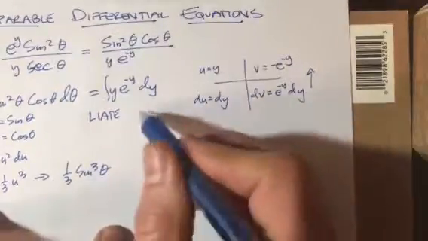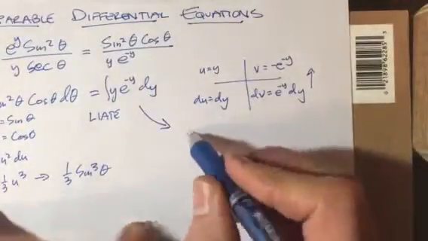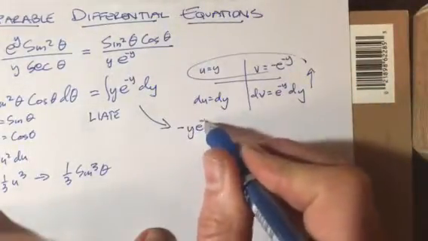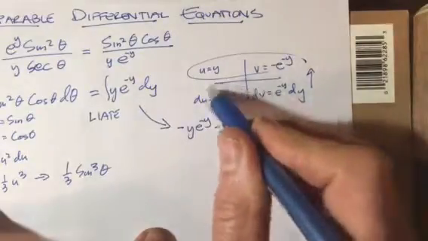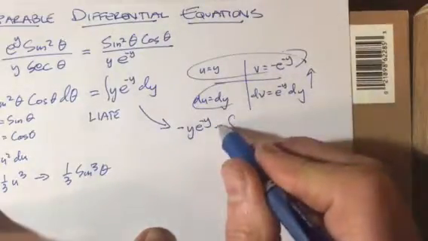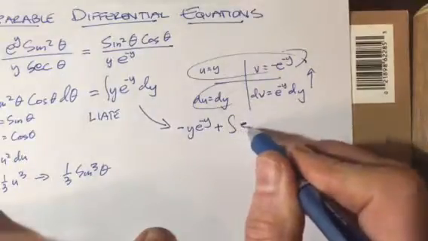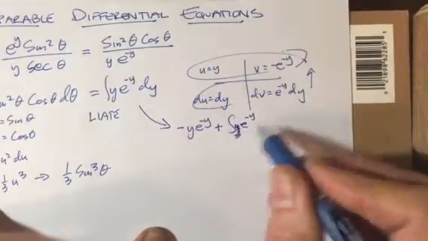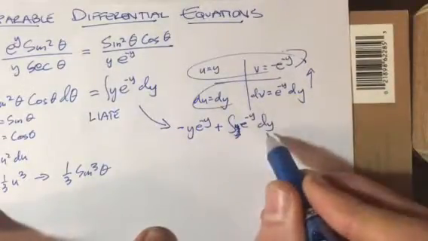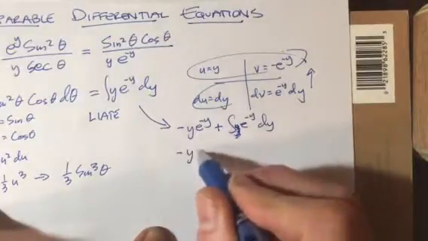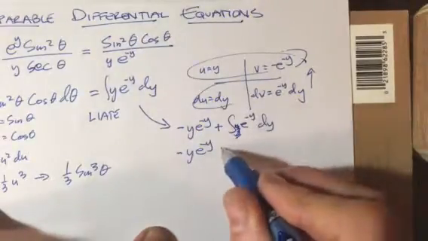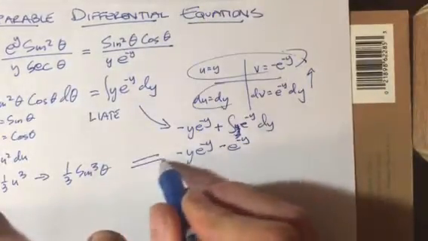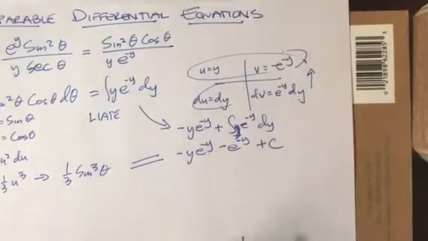So that means that this expression here is going to be minus y e to the minus y, minus the integral of these guys here, and that makes that plus e to the minus y dy. Well, I can integrate this then, so this becomes minus y e to the minus y. When I integrate this, it just becomes minus e to the minus y. These guys are equal, and then I tack on a plus c.